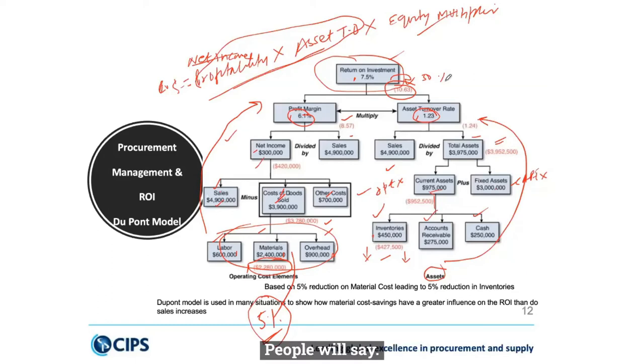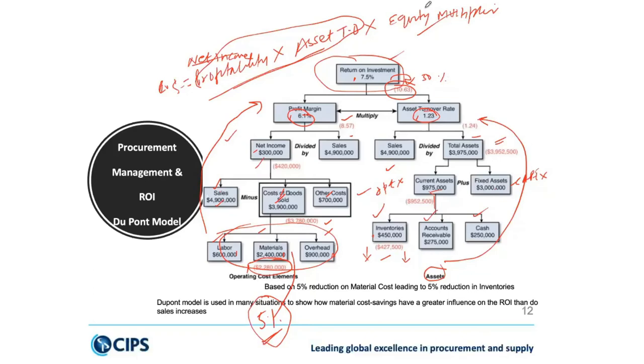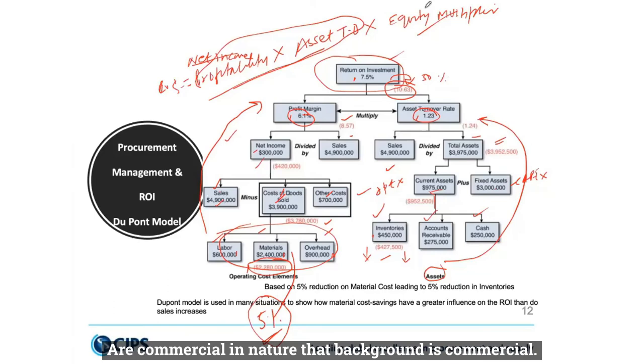That is fine. People will say, yeah, fine. What do you want to do? Oh, I'll go and ask my supplier to reduce the price by 5%. Now, which supplier will reduce the price by 5%? They'll say, I want to actually increase my prices by 5%. So most purchasing people in many organizations are commercial in nature. Their background is commercial.